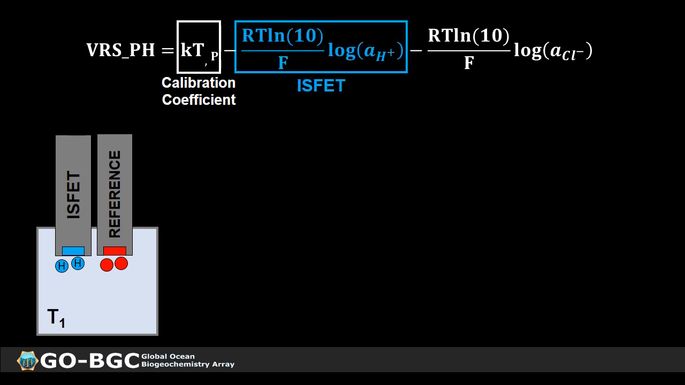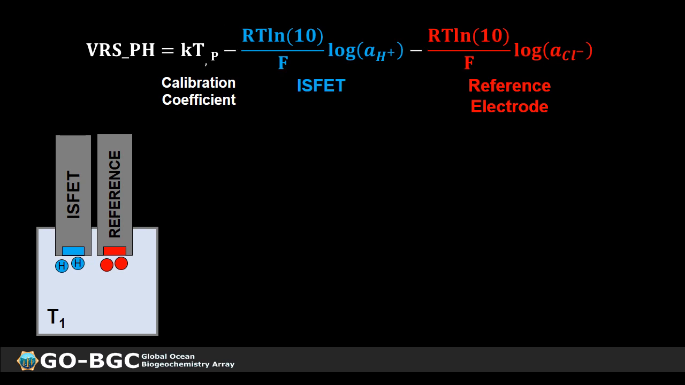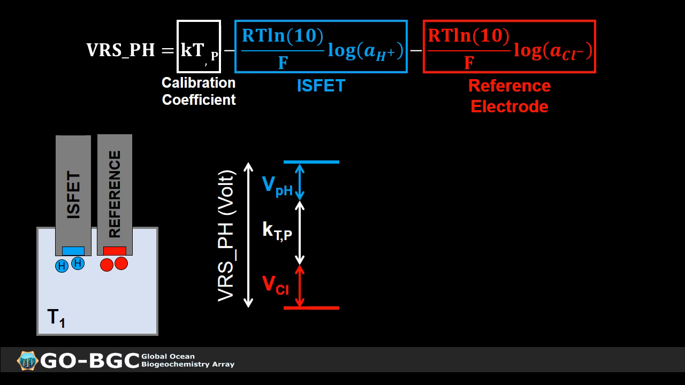The second term here is the ISFET component, and this term responds to changes in the activity of hydrogen ion, which is closely analogous to the concentration of hydrogen ion, or pH. And then the final term is the contribution from the reference electrode, and this changes with the activity of chloride, or essentially changes in salinity. If you break this equation down more graphically, you can think of the total measured voltage as represented by the white arrow, and it is a sum of 3 components: the calibration coefficient, K_TP, the contribution from pH, and the contribution from chloride or salinity, shown in the 3 arrows.